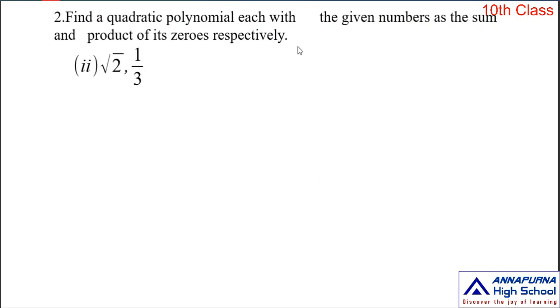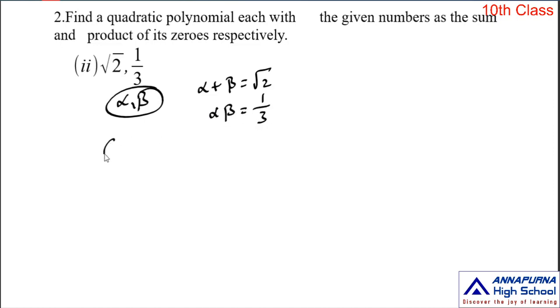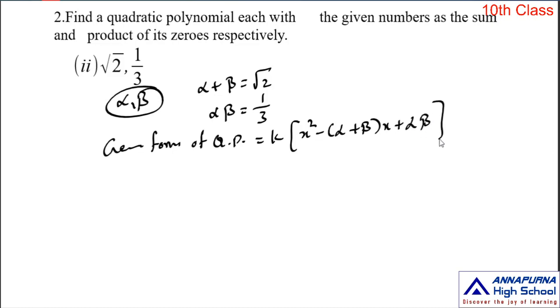The second pair is root 2 and 1 by 3. If alpha and beta are the zeros of the required quadratic polynomial, then as per the given question, the sum of the zeros, that means alpha plus beta, is equal to root 2, and the product of the zeros, alpha into beta, is equal to 1 by 3. Now write the general form of the quadratic polynomial: k into x square minus of alpha plus beta into x plus alpha beta. So it is equal to k into x square minus root 2 into x plus 1 by 3.